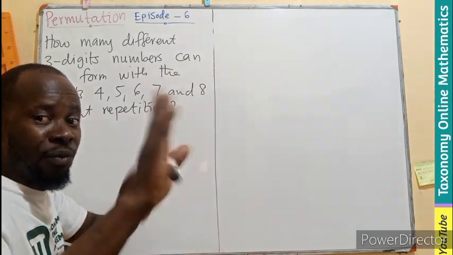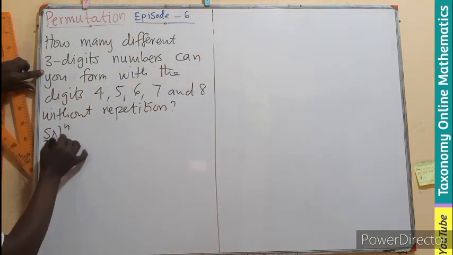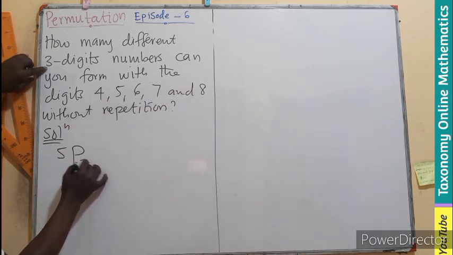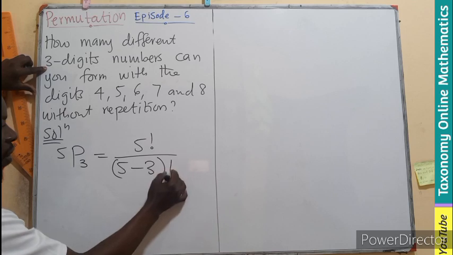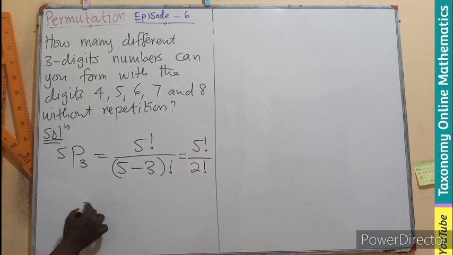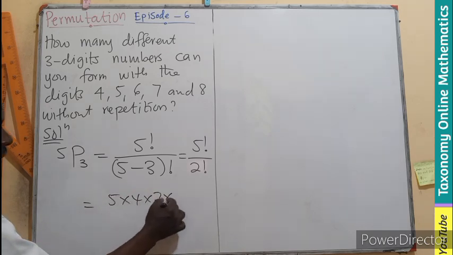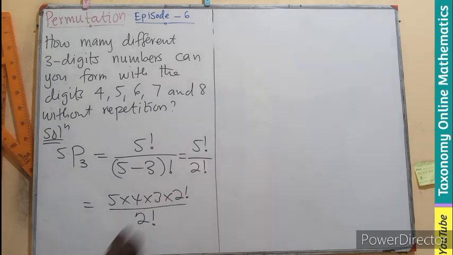The second slot is going to be left with 4. The third will be left with 3. But let's see how we can do it using permutation. In this case, I have 5 options, that's 5 permutation 3, picking 3 at a time. That means 5 factorial over (5 minus 3) all factorial, giving rise to 5 factorial over 2 factorial. So this becomes 5 times 4 times 3 times 2 factorial divided by 2 factorial. We know factorial will cancel factorial, so I'll be left with 20 times 3, that will be 60 ways. These are the ways by which we can do it.